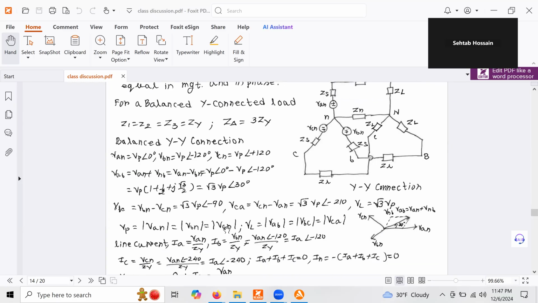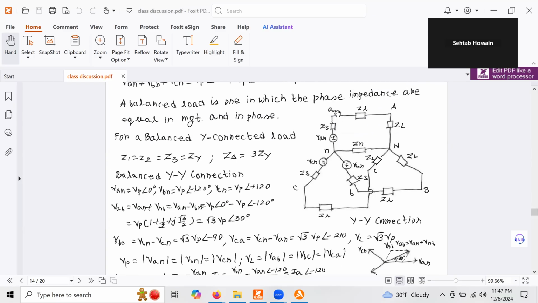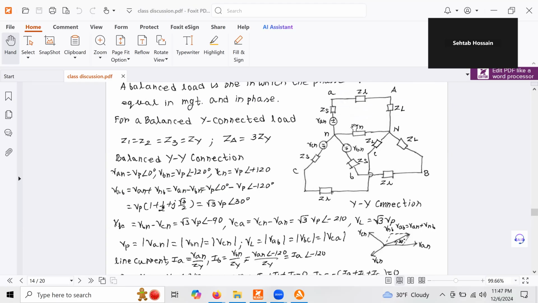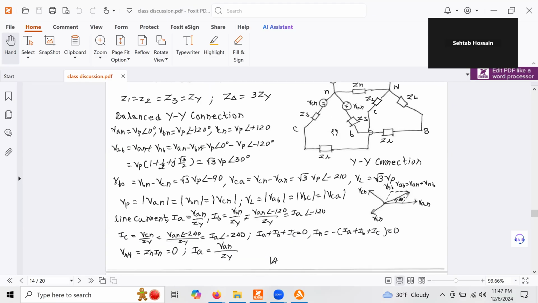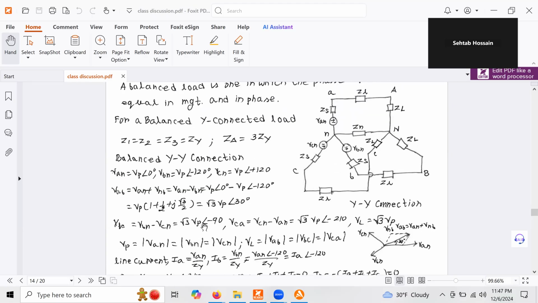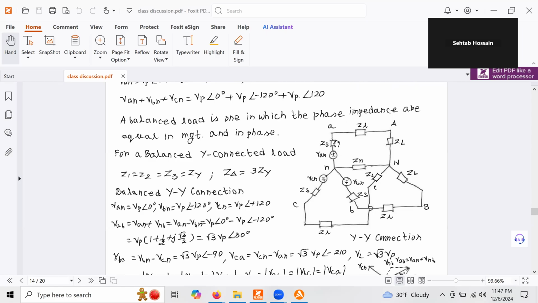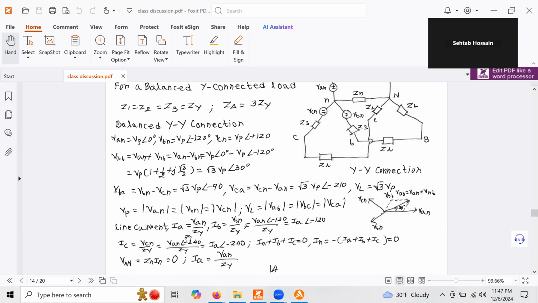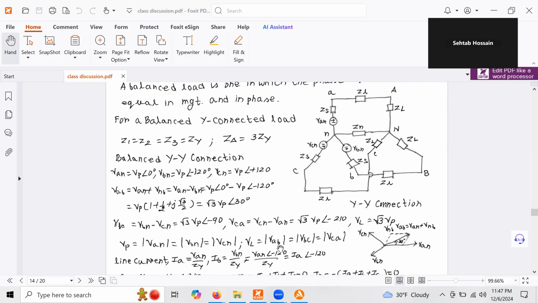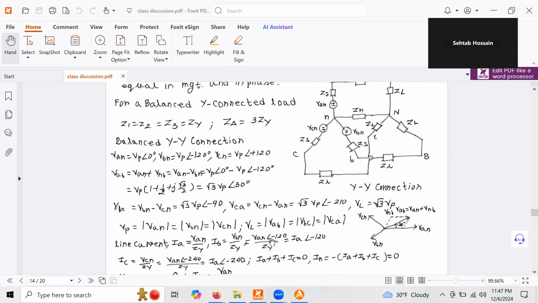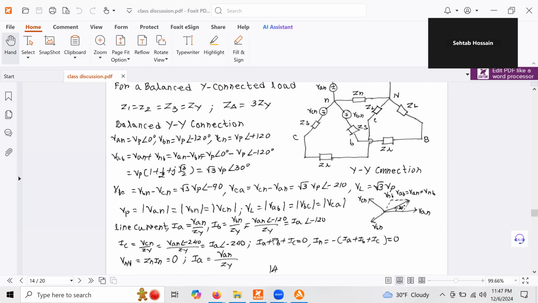So IA, the line current, is VAN over ZL, and the ZL over here is ZY, so ZY will be the ZS over here, their impedances are the same. And for the case of IB, it is VBN over ZY, as all the impedances are the same. We can also write VBN as VN at minus 120 degree phase, so IB is at minus 120 degrees.